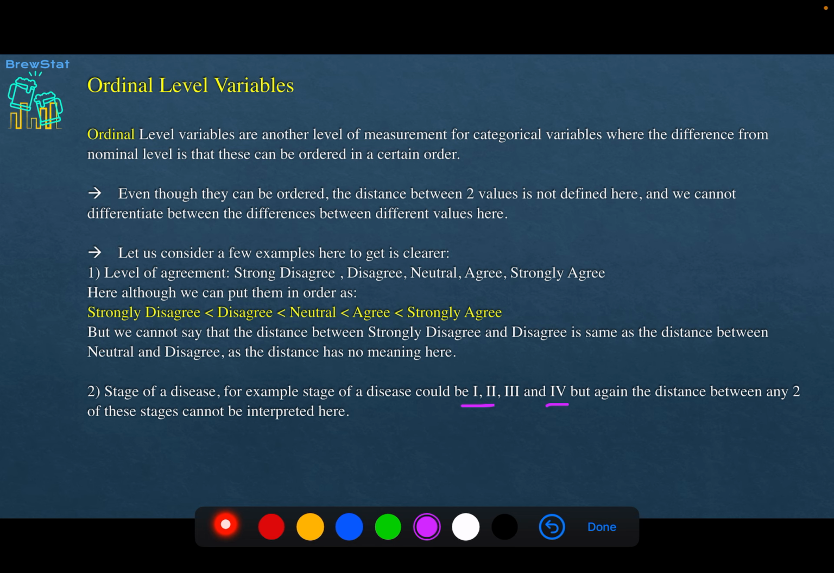It is possible that from 2 to 3 the condition became more severe than it was from 1 to 2. So we still cannot say that the difference between two consecutive stages is the same here. We can only arrange them in a particular order, but we don't know what the difference between two stages is, and therefore we cannot say that the distance between, let's say, 3 and 4 or 2 and 3 are the same distances between any two categories. So the only thing to note here is that we can arrange them in a particular order.